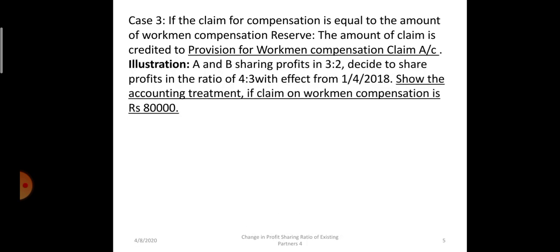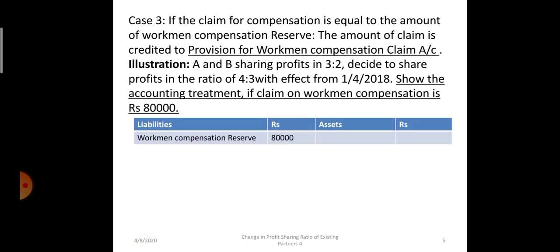In case 3, if the claim is equal to the Workmen Compensation Reserve, then no excess amount is left. So whatever total amount is there in Workmen Compensation Reserve will be transferred to the newly created account, provision for Workmen Compensation claim. Let's take the illustration. A and B are sharing profits in the ratio of 3:2. In future they are deciding to change the profit sharing ratio, and the claim against Workmen Compensation is 80,000, and in the balance sheet also Workmen Compensation Reserve is appearing at 80,000.